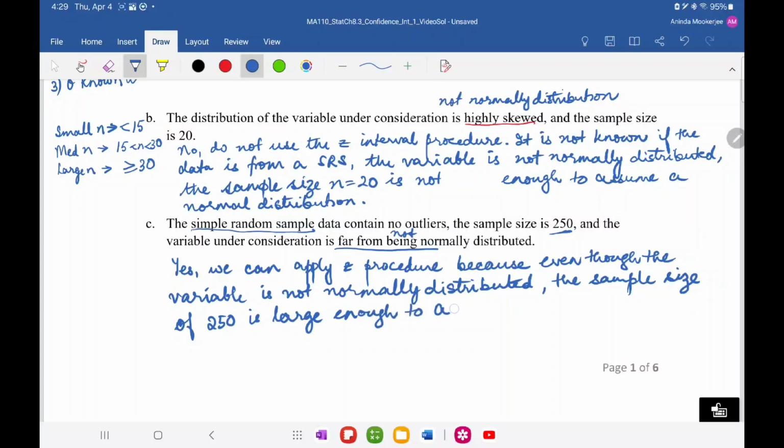To assume it will be normally distributed. It will be normally distributed, and additionally you can say that there are no outliers, and it's also given that it's a simple random sample, and of course the population standard deviation is known, right?